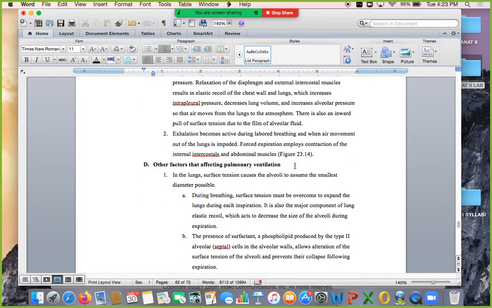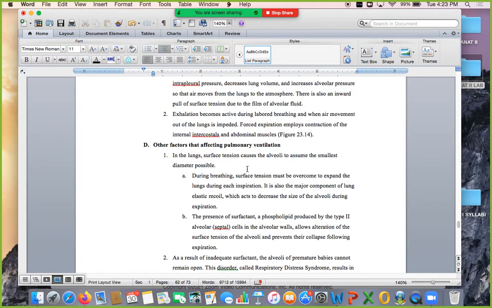Okay, exhalation can be active or inactive. So again, we just talked about active inspiration. Forced or labored breathing can happen when air movement is impeded out of the lungs. And again, forced expiration is when we are forcing this to happen. So we're employing contraction of extra muscles that we don't normally employ, including the internal intercostals and abdominal muscles.